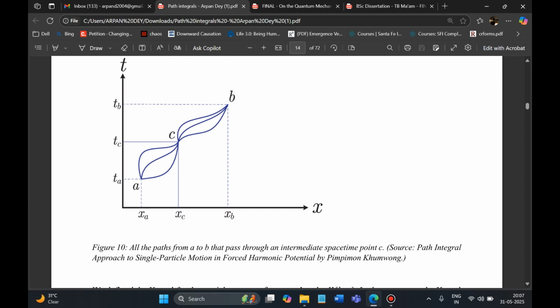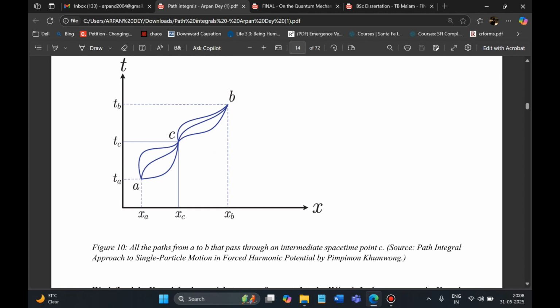So we can define the kernel K(B, A), which is the kernel from A to B, as the sum over all the paths connecting A to B directly. That's what we can define. But we can also define the kernel from A to B by considering an arbitrary intermediate point C. This is a fixed point, but arbitrarily chosen. It can be any point between A and B.